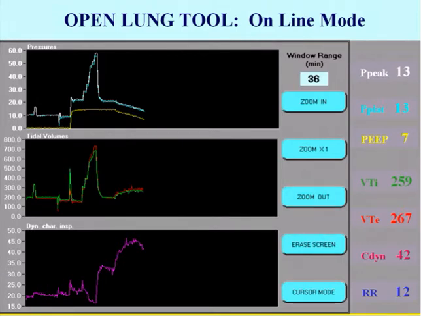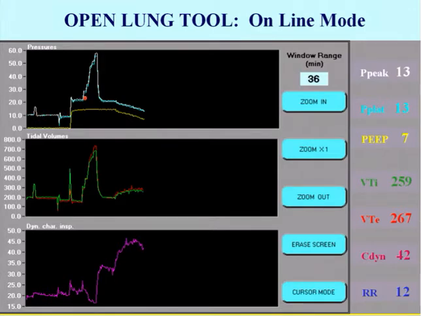So these were experimental data. I just wanted to show how this tool looks at the bedside. So these are the 3 screens we have available. The first one indicates pressures, with the values here: peak pressure, plateau, and PEEP. The second graph indicates the changes in volume. And the third graph indicates the changes in compliance.